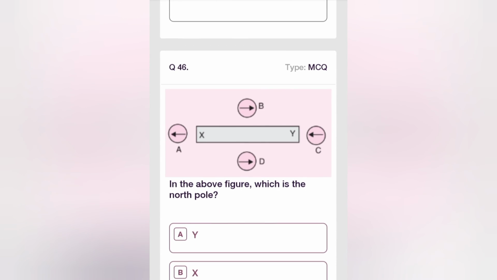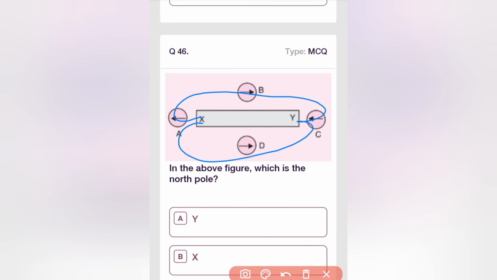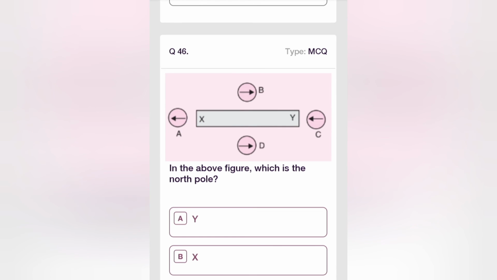In the above figure, which is the North Pole? See here. Yes, this is the North Pole. X represents the North Pole. Outside the bar magnet, the field goes from north to south, and inside the bar magnet, from south to north. See here, the direction is from north to south. So X represents north. Option B is the correct answer.